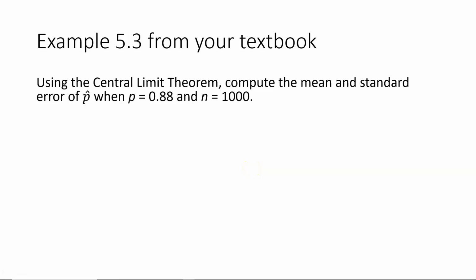So let's look at a couple of examples applying the central limit theorem. The first one is example 5.3 from the textbook. Using the central limit theorem, compute the mean and standard error of the sampling distribution of sample proportions when the population proportion is 0.88 or 88% and the sample size is 1000.